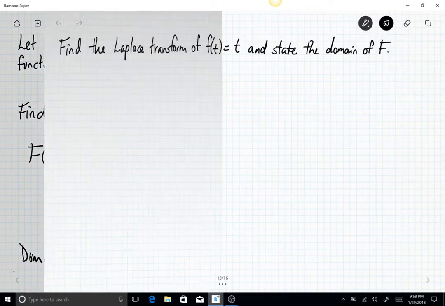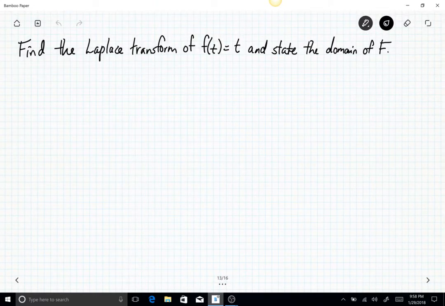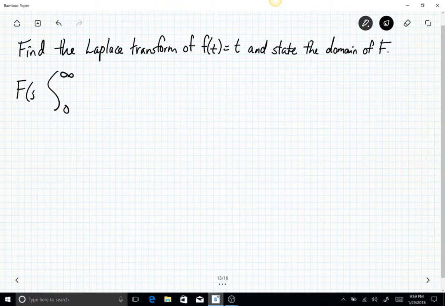All right, so these Laplace transforms pop up over and over again, and you can find all sorts of them. In particular, for the Laplace transform of this one, you get F of s equals the integral from 0 to infinity of f of t, which is t, and then you have an e to the negative st dt.